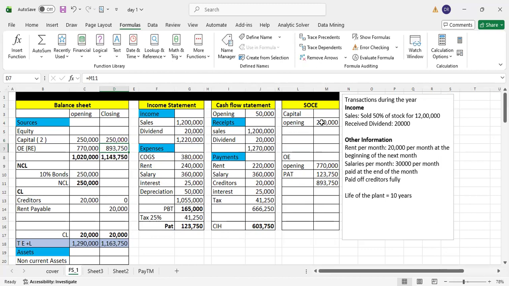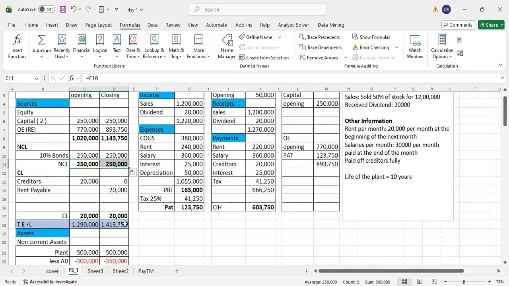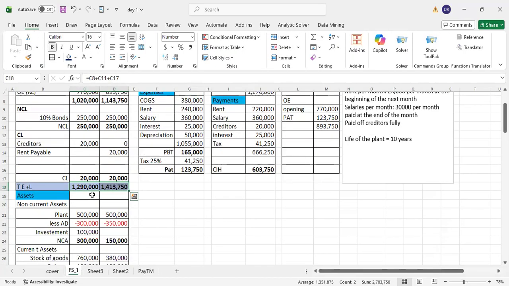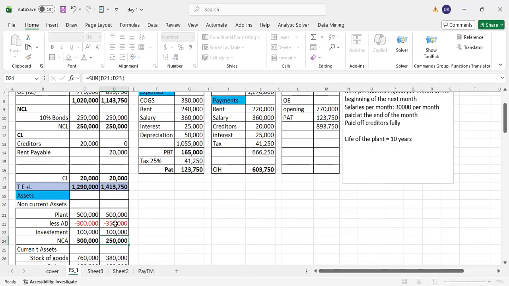No change in the bonds during the period. The company did not pay off bonds, did not take any more loans. Creditors have become zero. The sources, therefore, equity plus liability, is 1.41 million. And no change in the investments. We assume that there is no market value given.